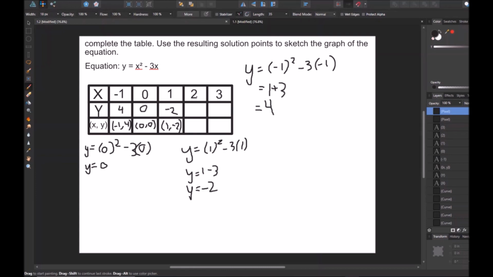So then for the x value of 2, we do the exact same thing. y equals 2 squared minus 3 times 2. So 2 squared is 4, so y equals 4 minus 6, which would give us y equals -2. So our ordered pair is going to be (2, -2).